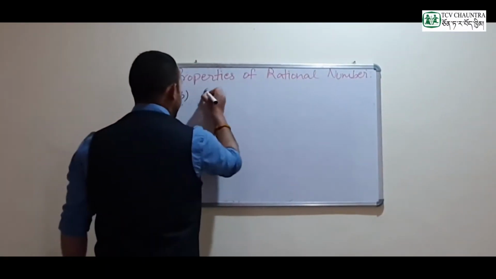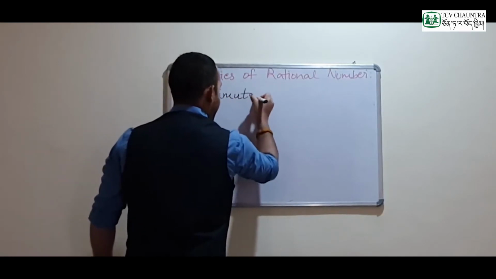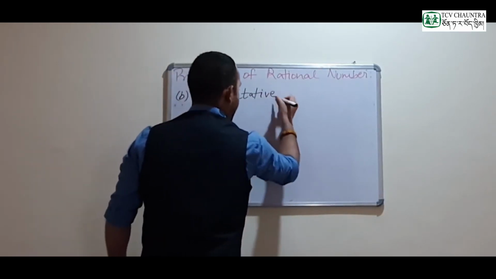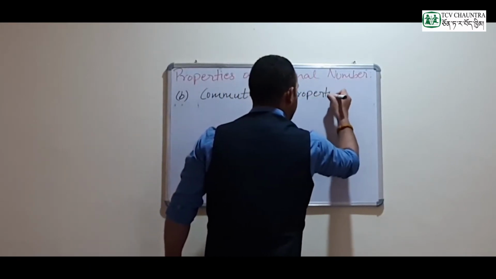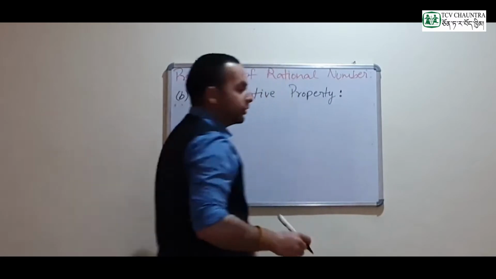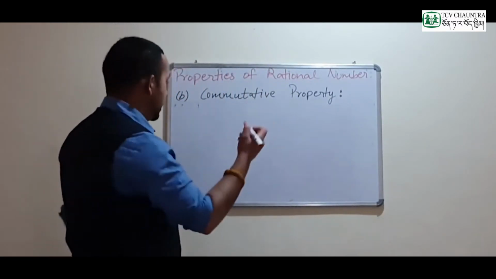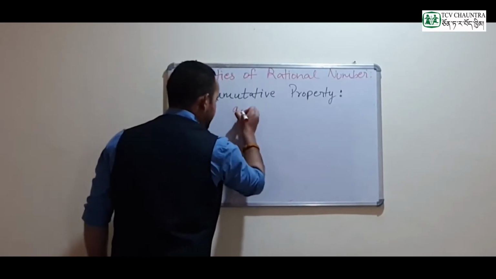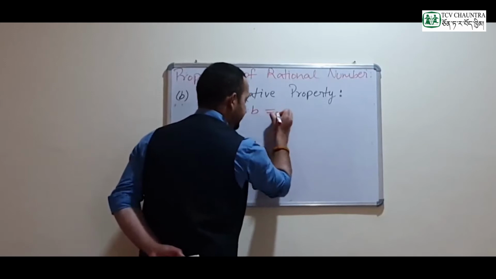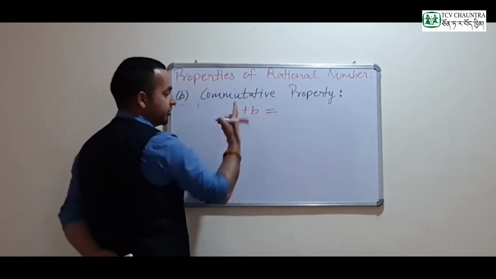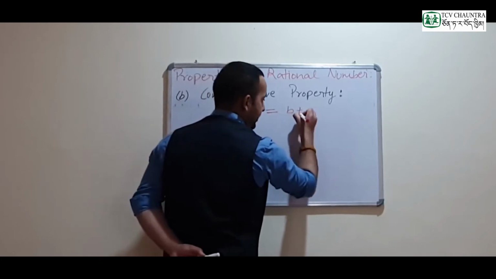Property is commutative property. Commutative property is a new property. Now, the general formula: in class 7 we learned the commutative property, and the general formula for that is a plus b is equal to b plus a.